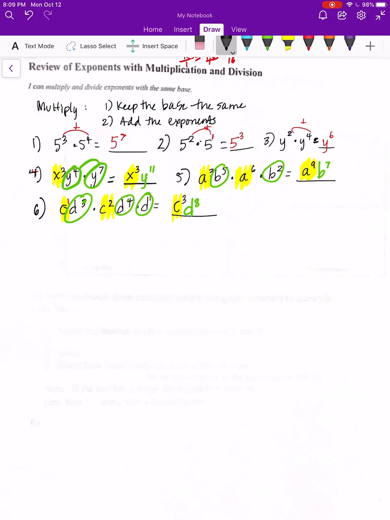All right. Then we also did multiplications with division, or we divided them. And same thing, keep the base the same.